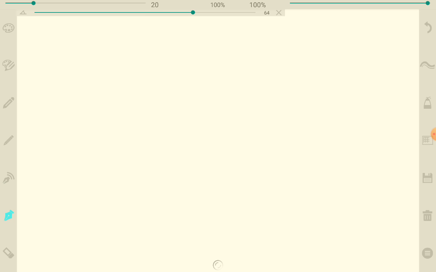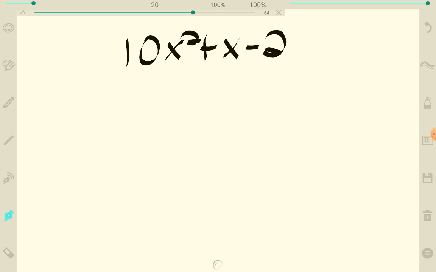Next problem, we can do 10x squared plus x minus 2. So for the same problem over here, we're going to find two factors of 2, which is 1 and 2, and factors of 10, which would be 5 and 2. And we cannot really use 10 over here because 10 times 2 or 10 times 1 would give us too big a number to go with x, to subtract to x.